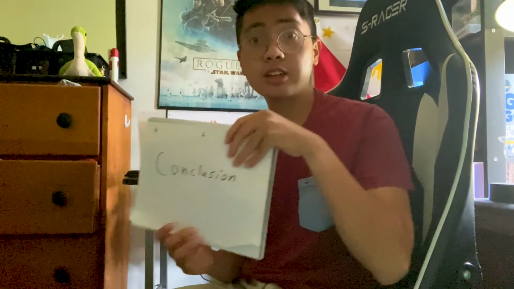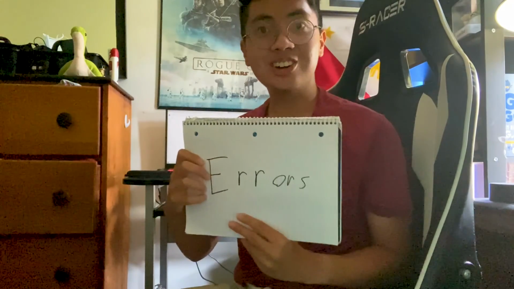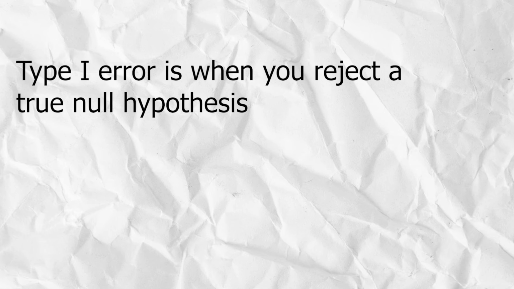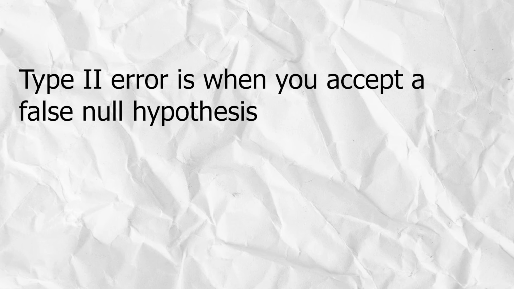Hey y'all, Eric here, and you know what comes after the conclusion? Errors. Type 1 error is when you reject a true null hypothesis. It's like asking a girl out, then she rejects you. No, please don't say no, we would make a great couple. Type 2 error is when you accept a false null hypothesis. Like when you nail the job interview with fake credentials. You know, I think we just might accept you.